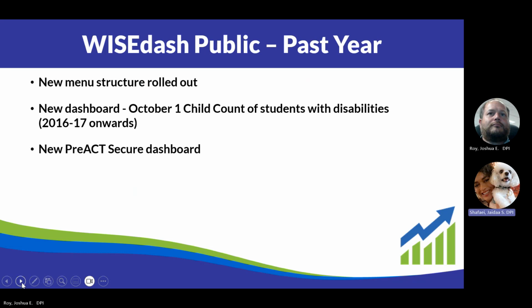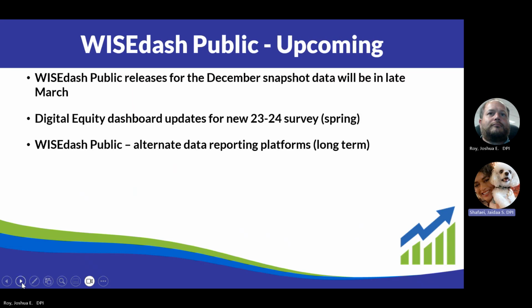So then up and coming for WISEdash Public, we have our annual release coming up in late March for all of the data that we took the snapshot for in December. Now we're going to be releasing into WISEdash Public. So that includes data from the 23-24 year, so third Friday of September enrollment, October 1st child count of students with disabilities, and then also for the past year for 22-23, looking back at the graduation rate for that year, attendance, chronic absenteeism, discipline, and post-secondary, among others. So all that data is getting released out to the public at the end of March.